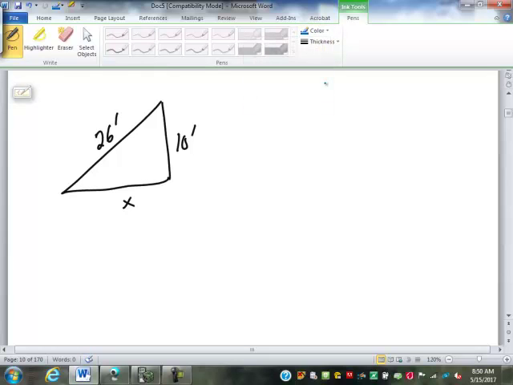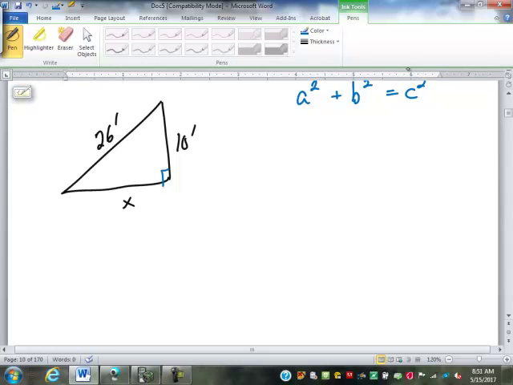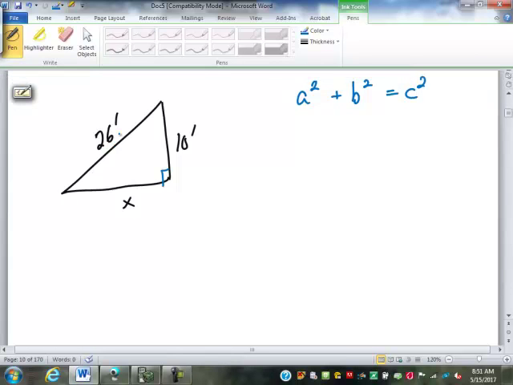How would you find X here? Assume that's a right angle. Does that look familiar? C is usually the easiest side to pick out. C is the hypotenuse. Which side here is the hypotenuse? The 26. So A and B are the other two. Does not matter which one is which.